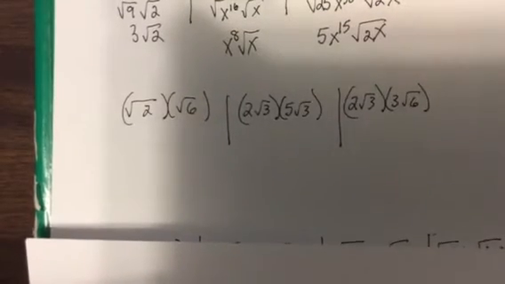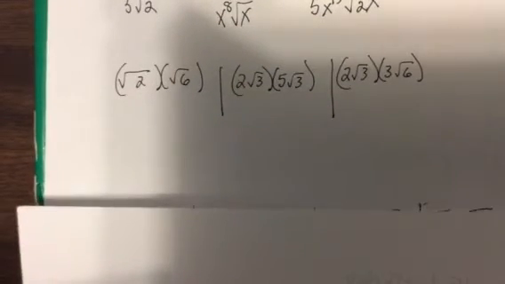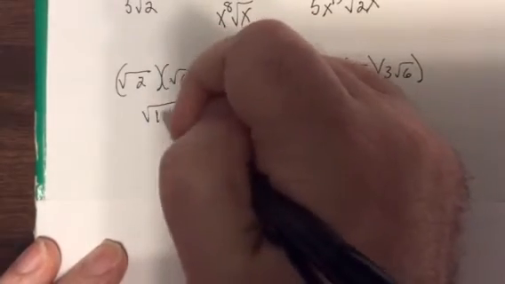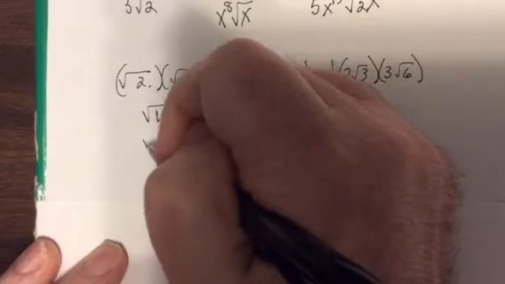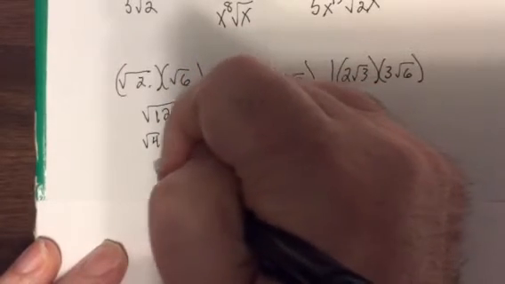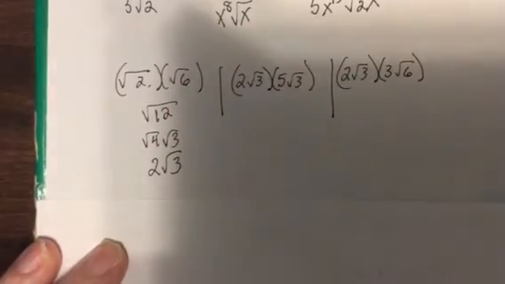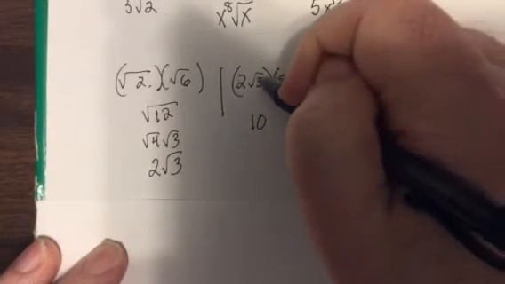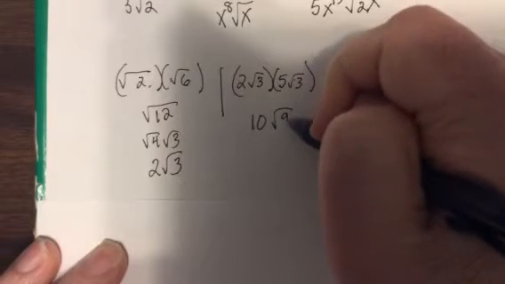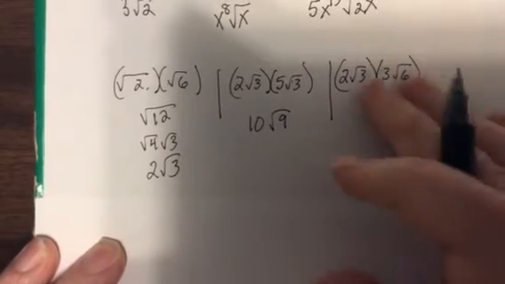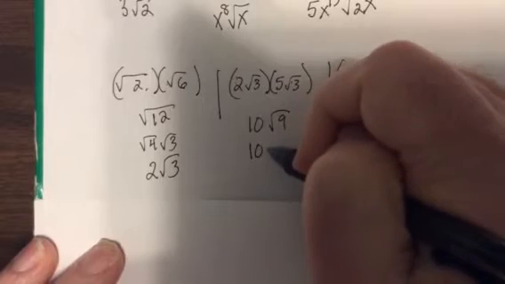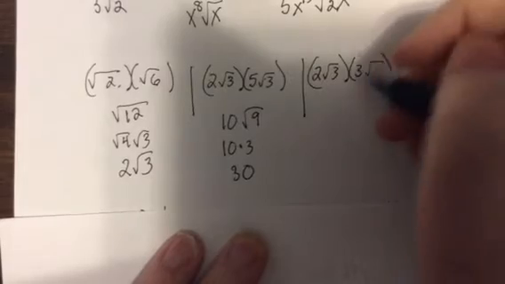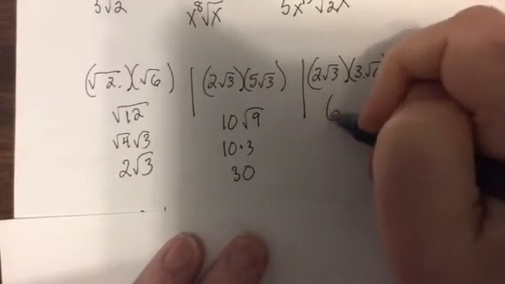Do those 3 for me, please. Okay, so square root of 12 is 2 times 6. 12 is 4 and 3, so it's 2 square root of 3. This is 2 times 5 is 10. Square root of 3 is square root of 9. But wait a minute, square root of 9 is 3. So it's 30. Here we have 2 times 3 is 6.